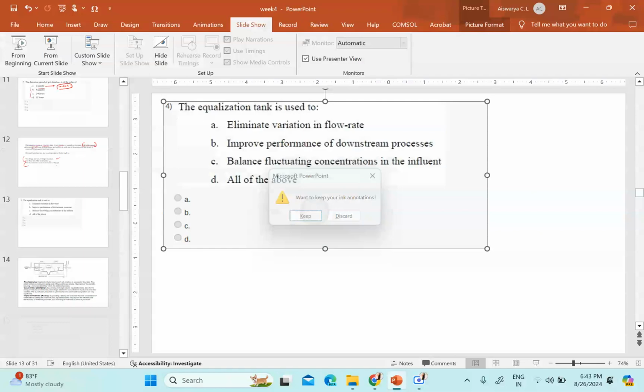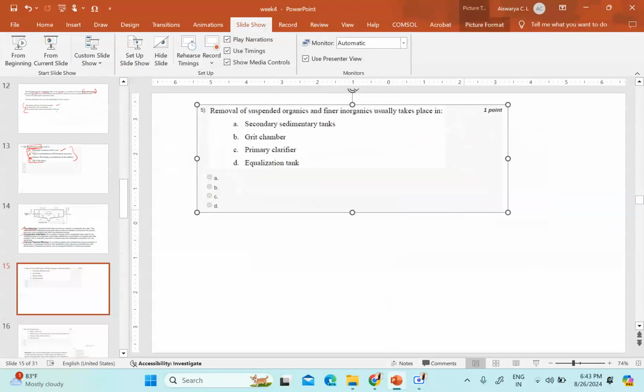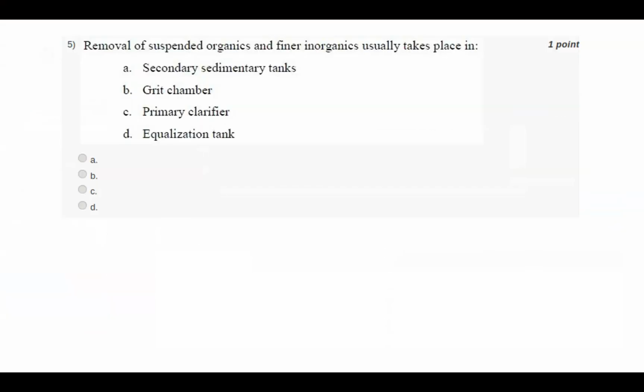So then, next question: removal of suspended organics and finer inorganics usually takes place in which one? Removal of suspended organics and finer inorganics. Anyone can tell? Yes. Primary clarifier. Primary clarifier is the answer.